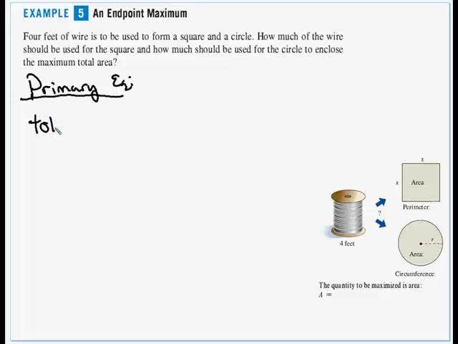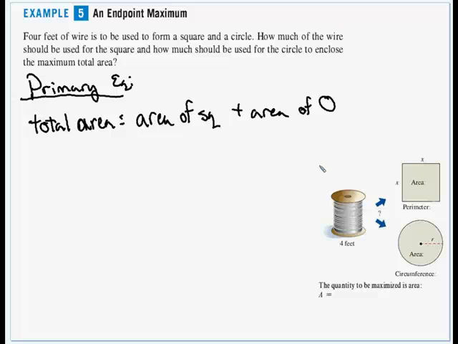So if we think, total area is going to equal, we're using that wire to shape 2 figures, a square and a circle. So the total area is going to be the area of the square plus the area of the circle. So our primary equation is simply going to be area equals the area of this square. We're given each side length x, so x times x is x squared, plus for the circle, pi r squared. So there's our primary equation.